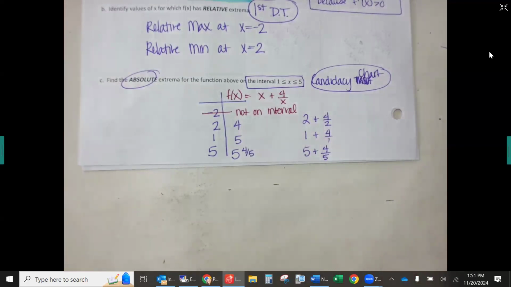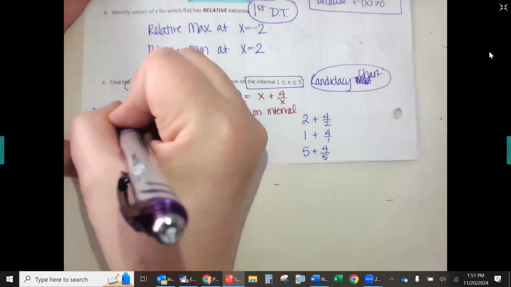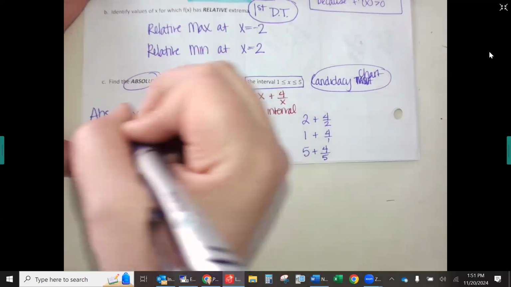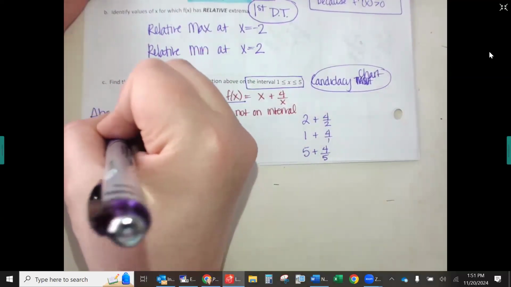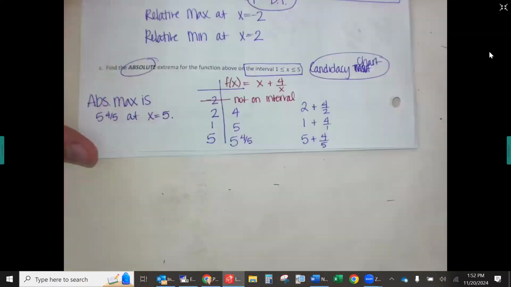Okay, out of those choices, who's the biggest for the absolute max? Okay, so put absolute max is 5 and 4/5. It occurs at x equals 5. Okay, but notice that the y value is the maximum. It happens at 5, but how high it goes is this y value here. Then what is my absolute min?